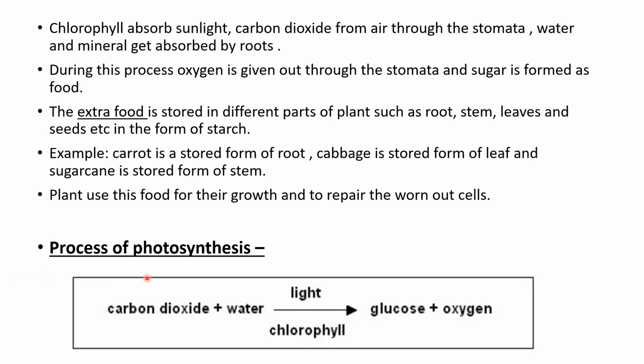Food is in the form of sugar. It is a form of glucose also. We can say it is glucose. So during the process, oxygen is given out in the air through the stomata, and sugar is formed as food. Now let me remind you that plants use this food for their growth and to repair the worn out cells.